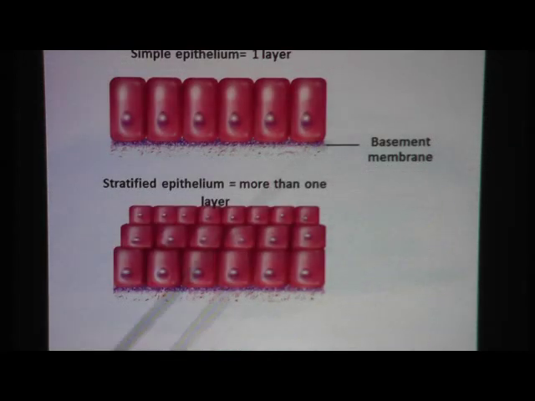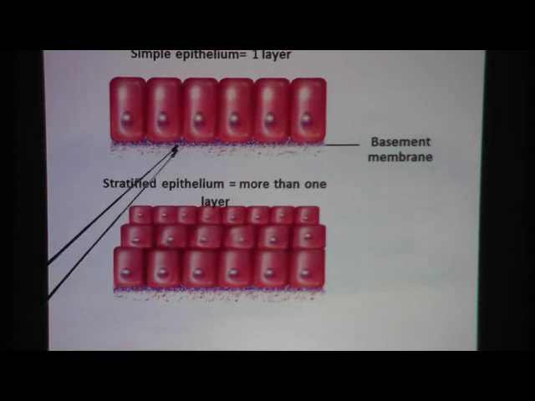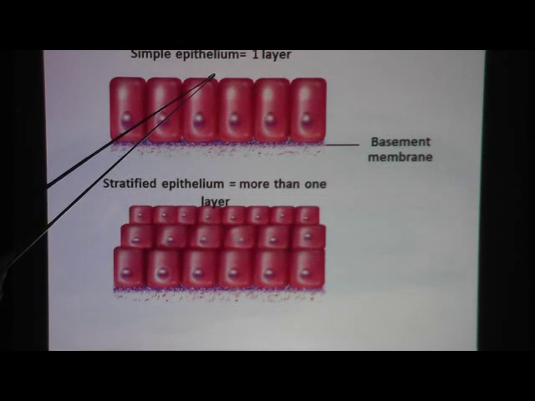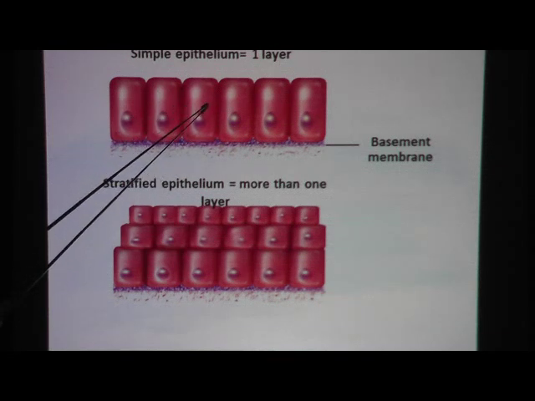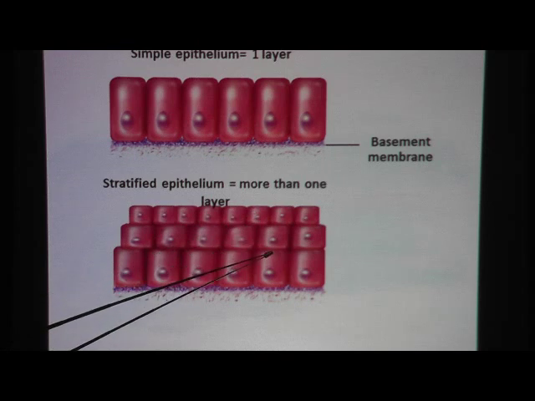So let's review. Number of cell layers: this is simple because it's only one cell layer thick. This is the basement membrane. That's where the epithelium ends. So this is the epithelium right here that you're looking at, and it's only one cell thick, so we call it simple. If there is more than one layer of cells, then we call that stratified.